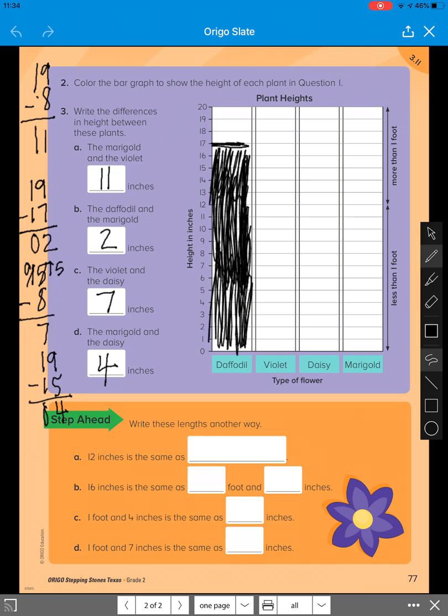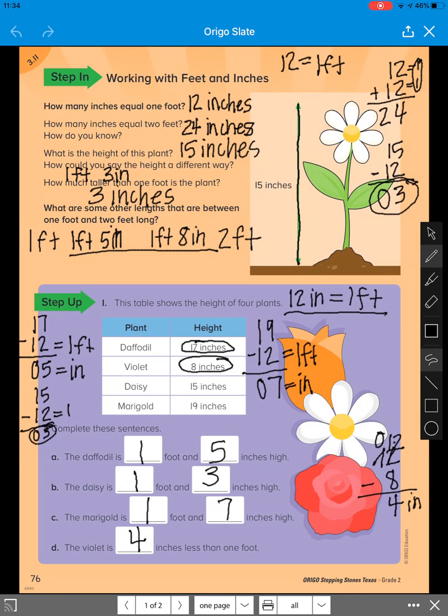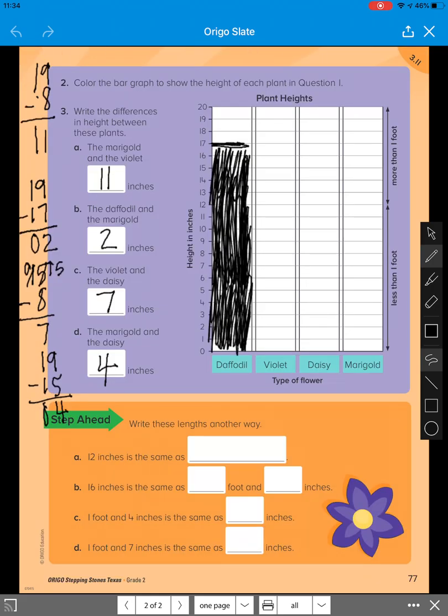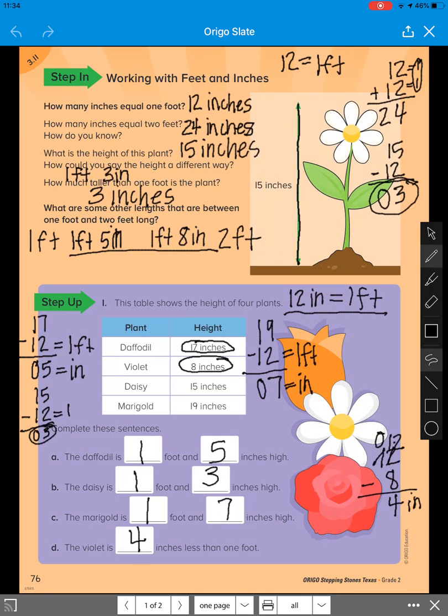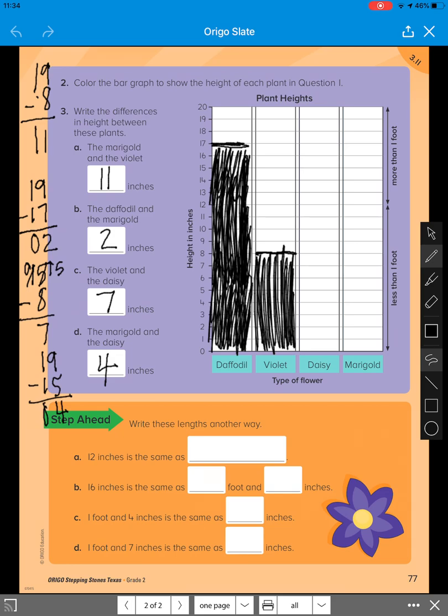The next one is a violet. So let's go back and take a look. The violet is 8 inches. So I'm going to come over, find 8, draw my line at 8, and color. Next is my daisy. My daisy is 15 inches. So I'm going to find 15. Draw my line and go ahead and color that one up to 15.